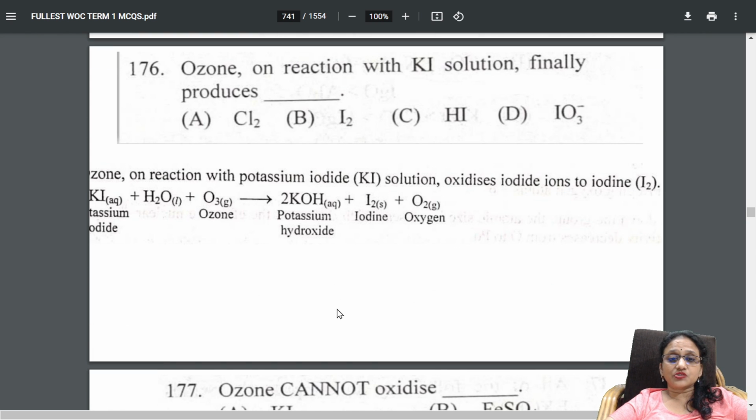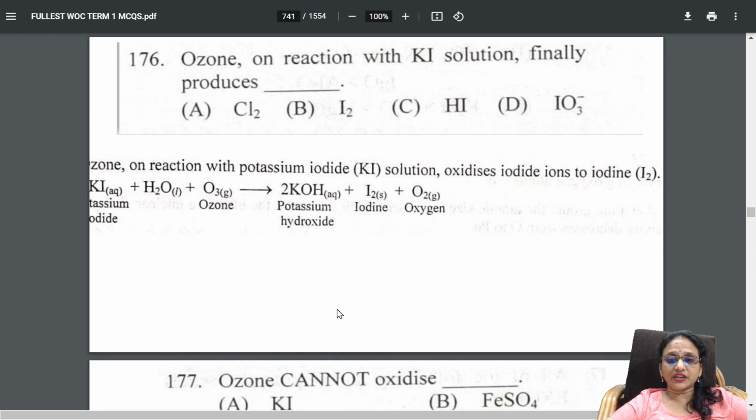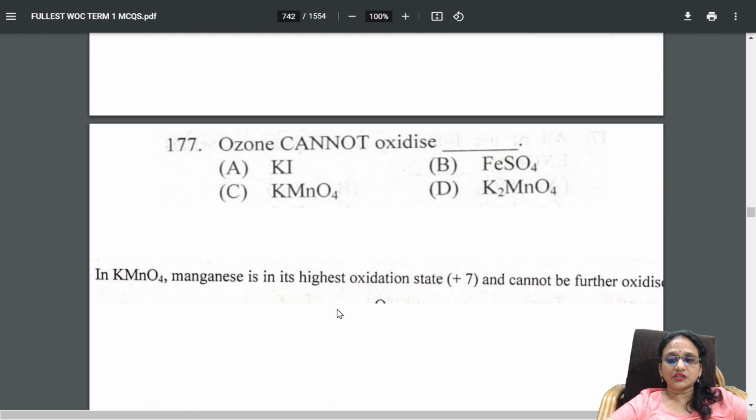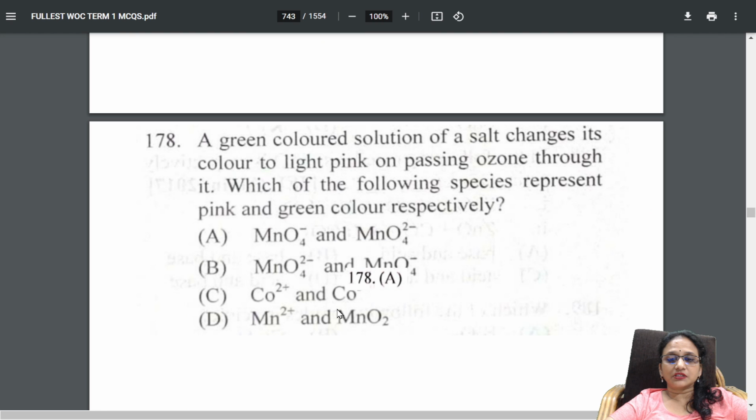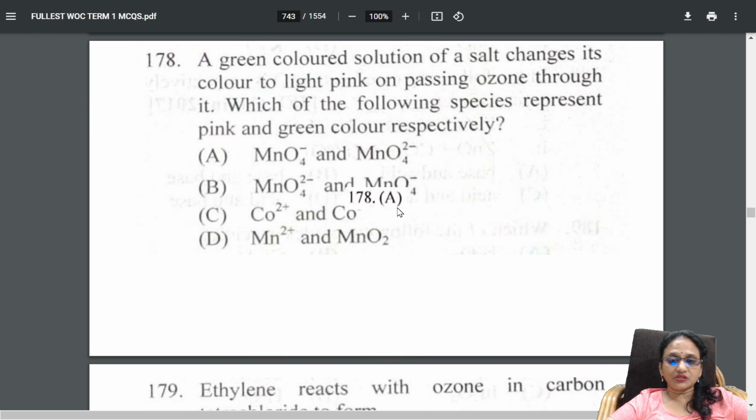Okay. Ozone reaction with potassium iodide being an oxidizing agent. So again, being an oxidizing agent concept. So this is the practical based question. Answer is here.